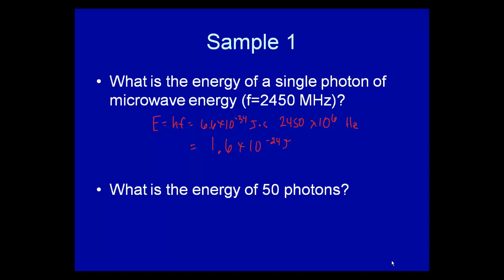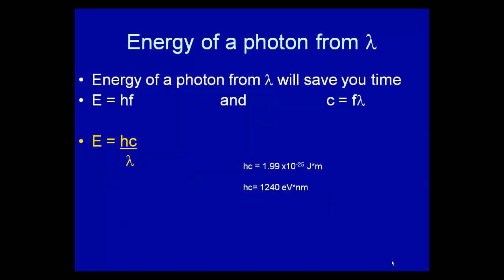That's the energy of a single photon. Now, to calculate the energy of 50 photons, I simply multiply that number times 50. 50 times 1.6 times 10 to the negative 24 joules is equal to 8 times 10 to the negative 23rd joules. I simply have 50 times that amount. Now again, here's the shortcut we made earlier. E is equal to hc over lambda, and hc are constants. So again, it's a shortcut because now you can do it directly with wavelength.